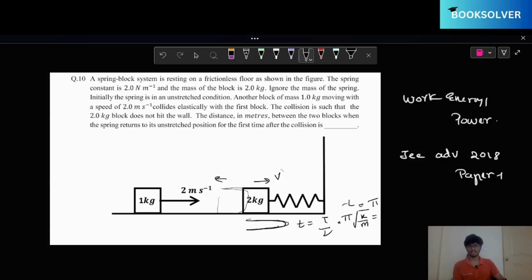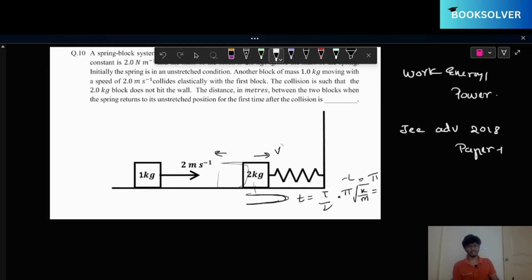The distance between the two blocks when the spring returns to its unstretched position, that is, when this block is again coming back to its original position, is how much the 1 kg block travels in the meantime. See, there are three methods of doing this.